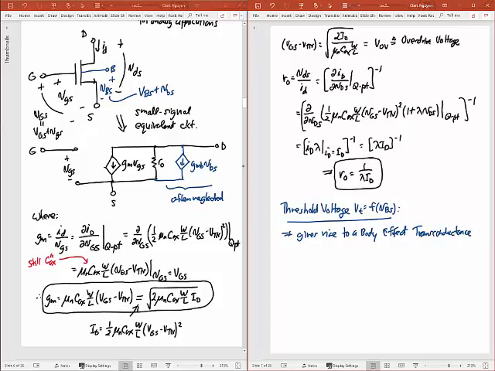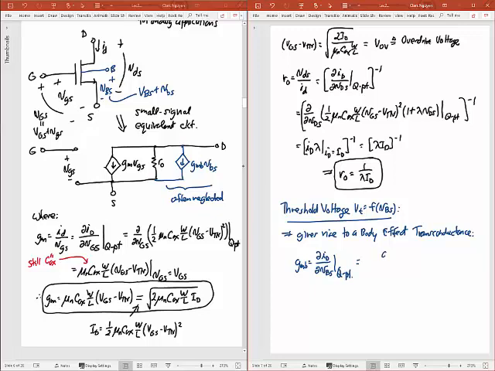Which is a little more involved to derive, so I'm actually not going to derive it for you. I'm just going to show you the formulation needed to derive it. You basically have to take that ID equation, take the derivative with respect to the bulk to source voltage, which means you're going to have to replace in this VTN as a function of bulk to source voltage. And as usual, evaluate that at the operating point.